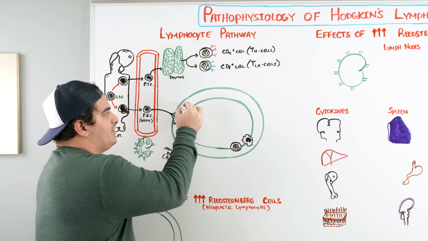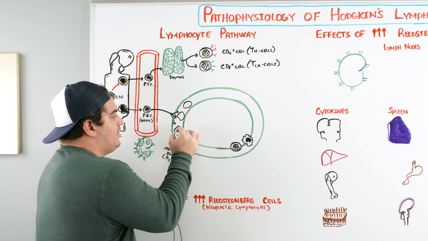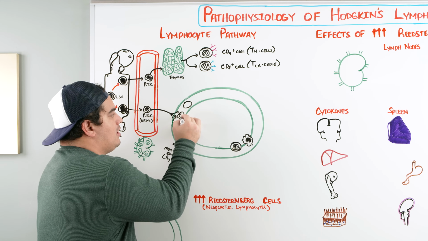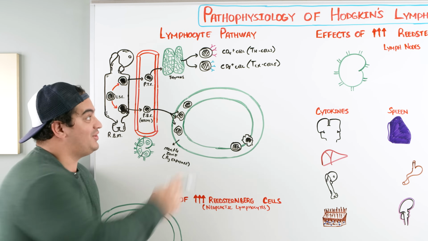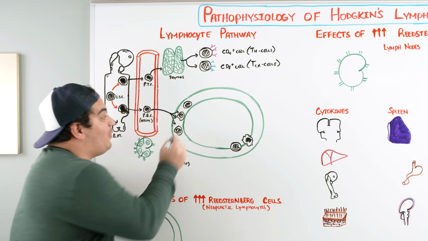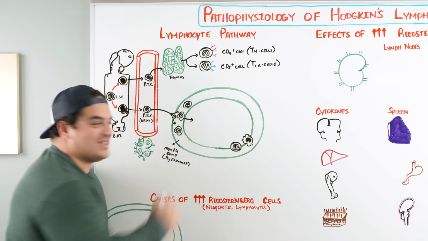So now we're going to move these precursor or naive B cells into the mantle zone. Some of these will become exposed to antigens, and some of them will not. The ones that do not become exposed to antigens stay in the mantle zone. The ones that do become exposed to antigens move into the germinal center.